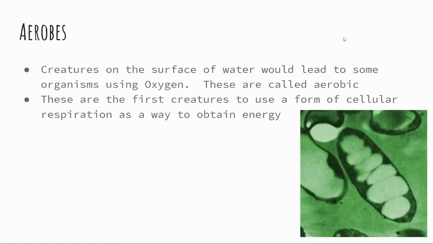This then gave way to aerobes as the amount of oxygen built up in the atmosphere. So creatures on the surface of the water would lead to some organisms using oxygen, and they were called aerobic or aerobes. These are the first creatures to use a form of cellular respiration as a way to obtain energy.